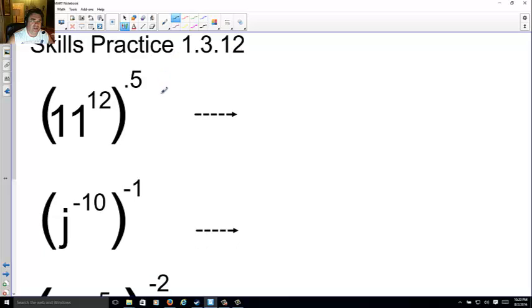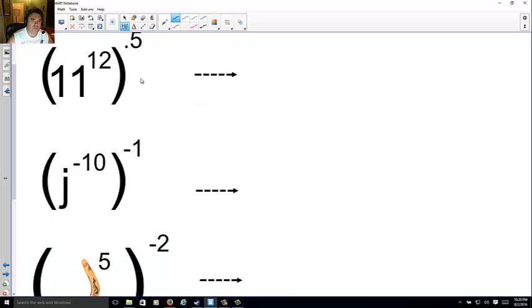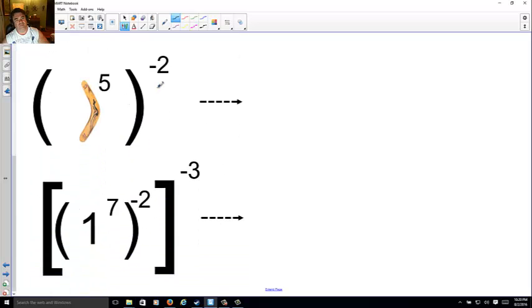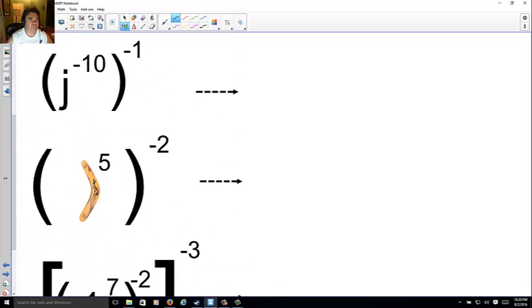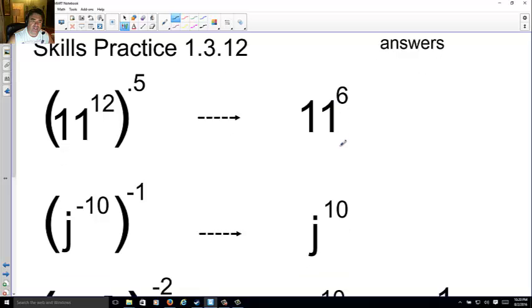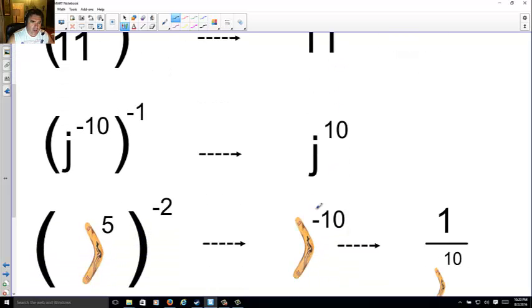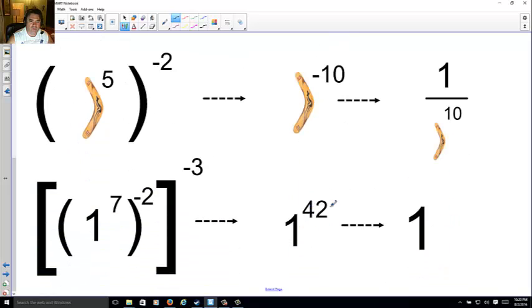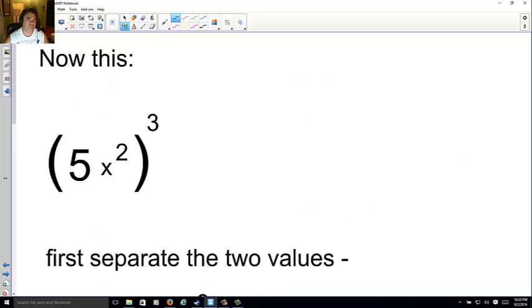Skills practice. Here we have 2. Try these 2 first. Both, pause and try. Let's see how you do. Get 11 to the 6th, j to the 10th. Boomerang to the negative 10th, or 1 over boomerang to the 10th, and 1 to the 42nd, and 1 to however many power is still just 1.